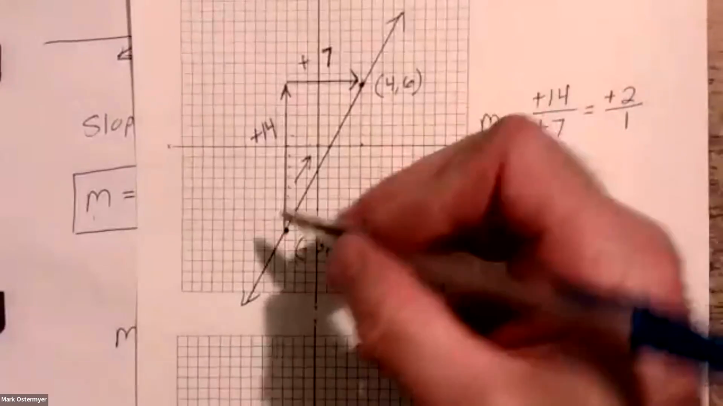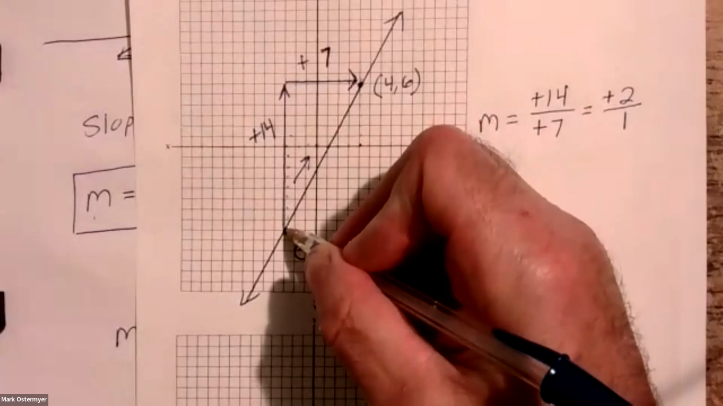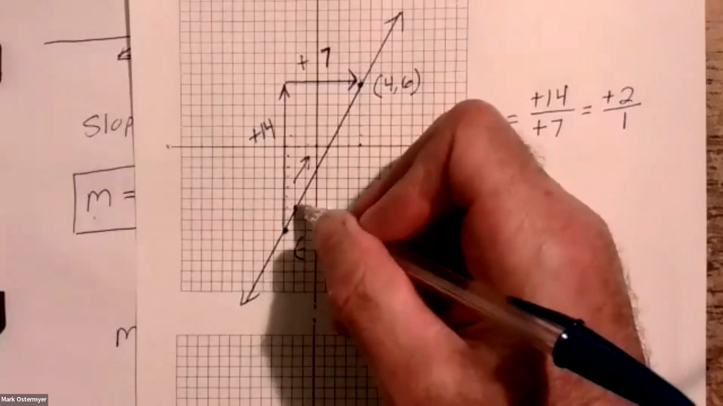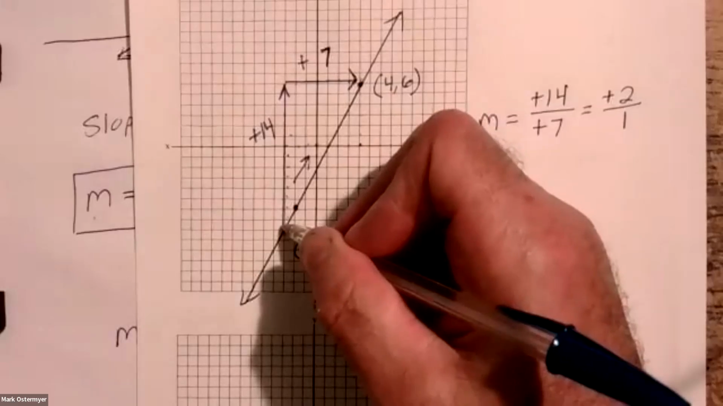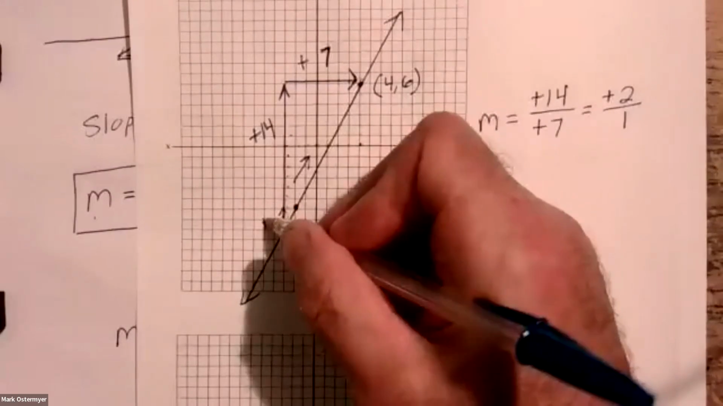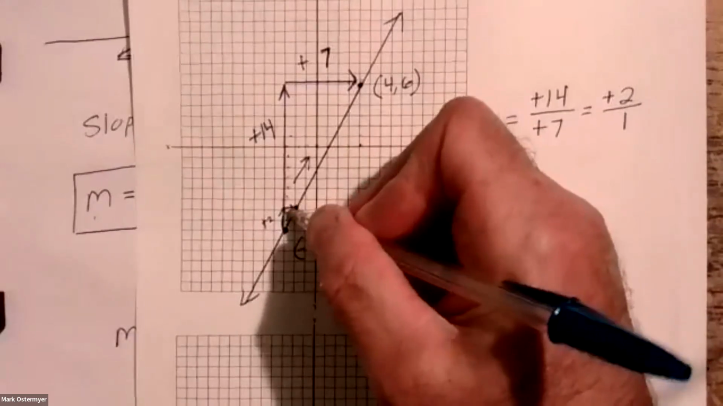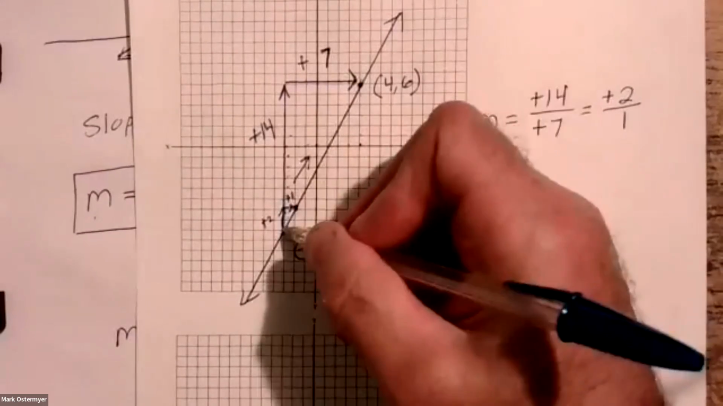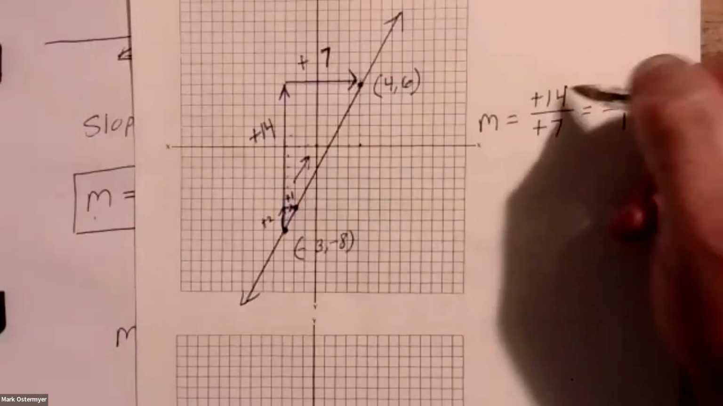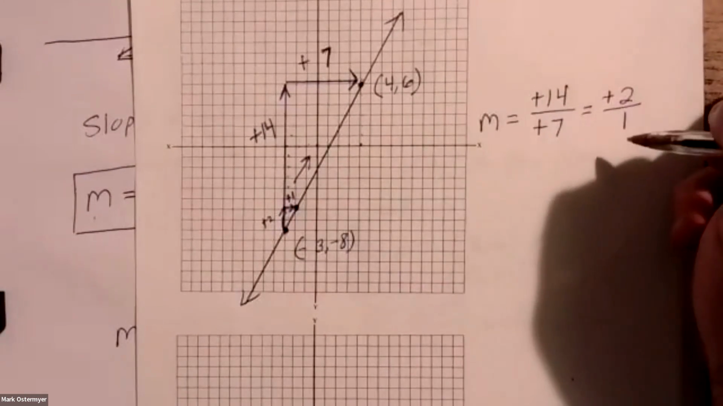Why could I call it 2 over 1? Well, look at, I could go from this point to just this point. I could walk along my line from this point to this point. How much rise do I experience? That would just be what? 2 units of rise. And how much run do I experience? Plus 1 unit of run. Up 2, 1 to the right. Slope is 2 over 1. Same as 14 over 7.